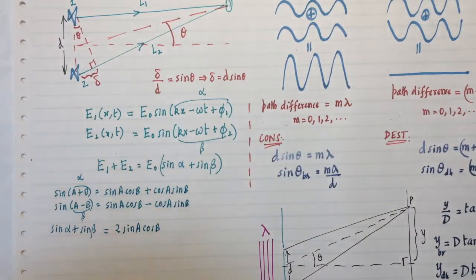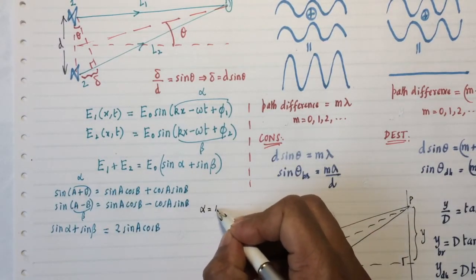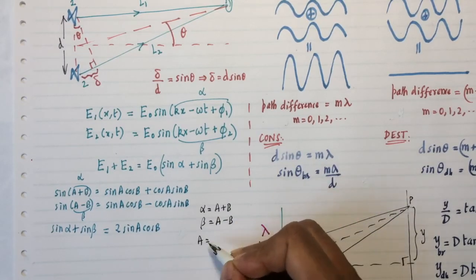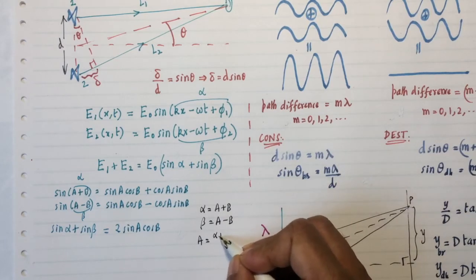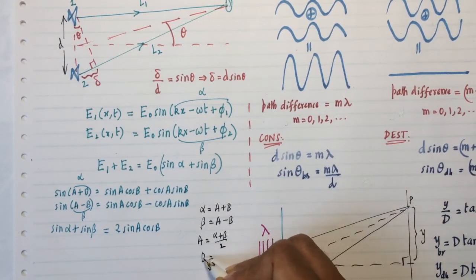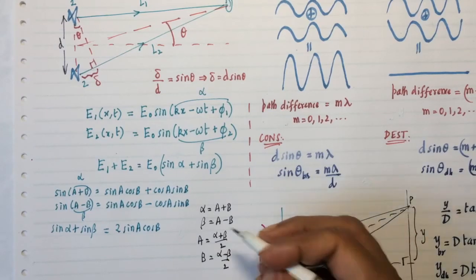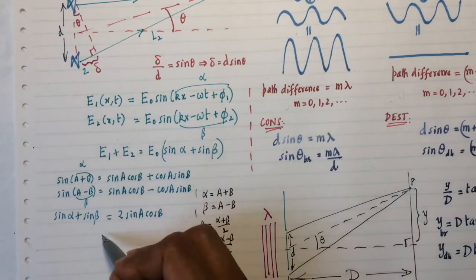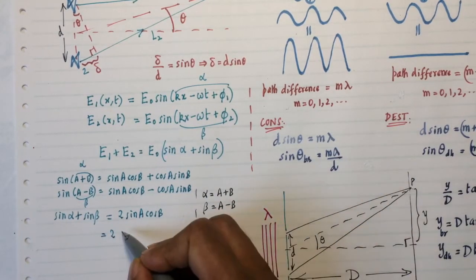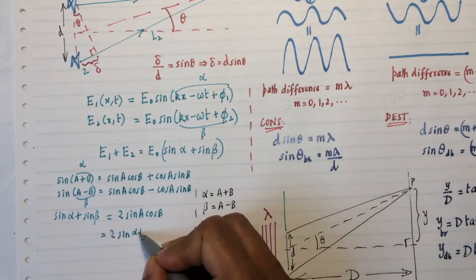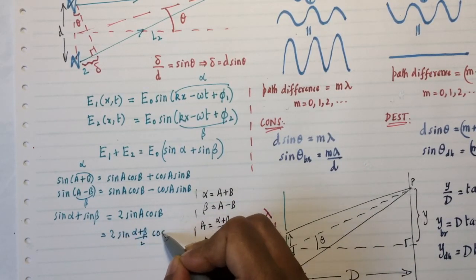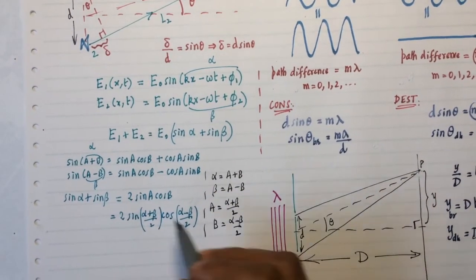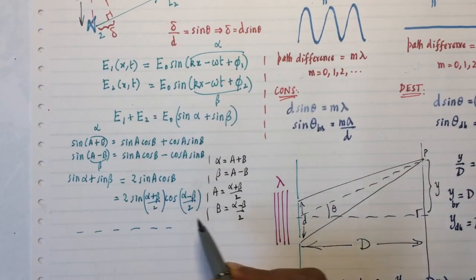Meanwhile, if alpha is equal to a plus b and beta equals a minus b, then I know that a equals, if I add them both, alpha plus beta divided by 2, and b would be alpha minus beta divided by 2. Once you've done all these basic mathematical steps, your answer just pops right out. So this is just 2 times sine of (alpha plus beta) divided by 2 times cosine of (alpha minus beta) divided by 2. Done. So with that intermediate result, let's proceed to add the two electric fields.